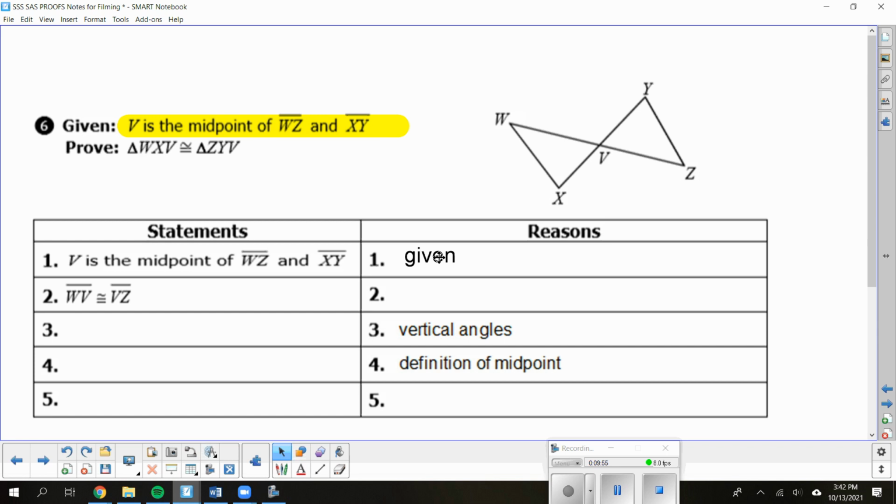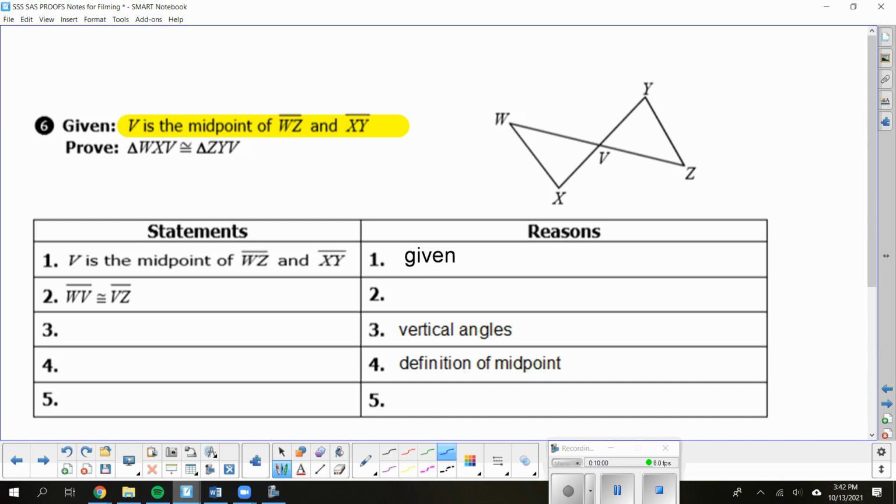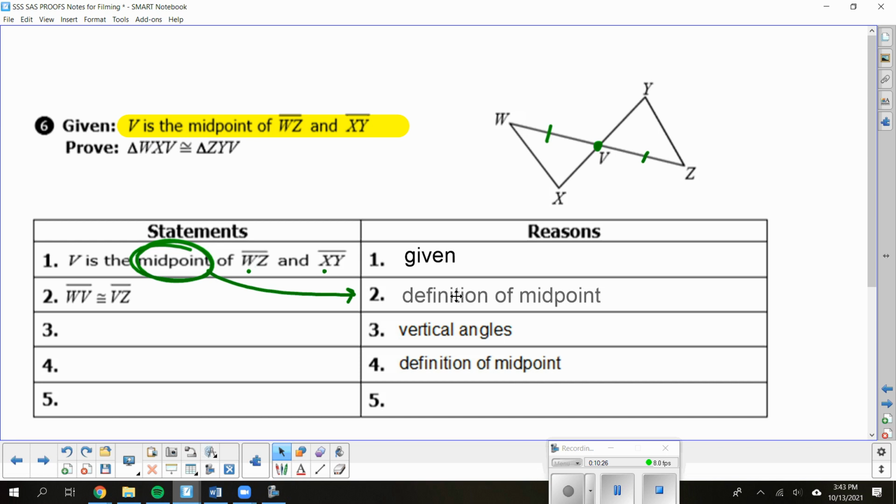We can't put any marks on our triangle so far, but we do see that we have a signal word. Our signal word is midpoint. It's a midpoint of two segments, so you should use it twice. So V is in the middle of WZ. That means it's going to cut WZ in half on each side of V. So if you notice, I see that WV congruent to VZ is in box 2. So obviously I need to use my signal word, and I need to use definition of midpoint in order to say that those two are congruent.